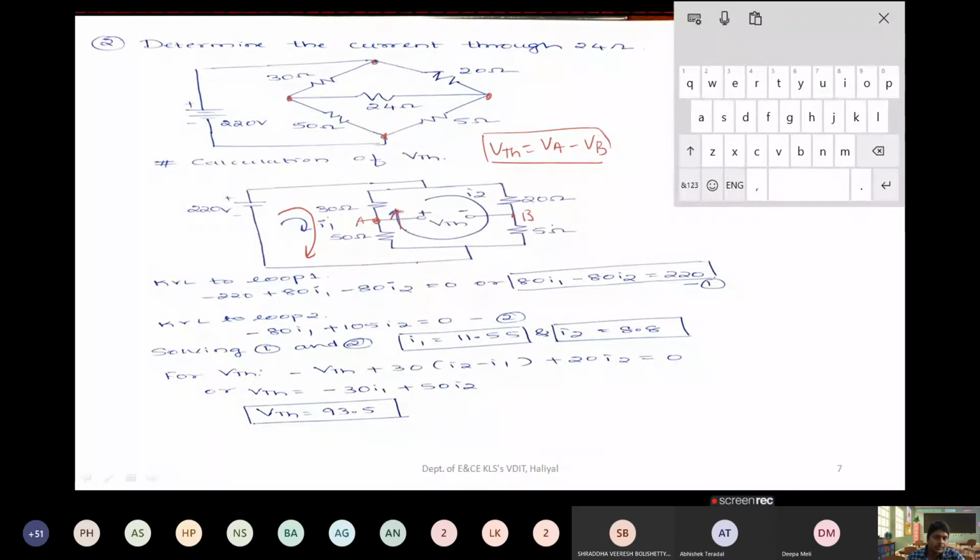And if you come to this, I1 is flowing between 30 and 50. That will be 80 times I1. And I2 will also flow here. See here, I2 is flowing in this internal loop. So we are into this branch. It will flow through 50 and 30, but it is in the opposite direction. So you can take it as minus 80 times I2. If you rewrite that, what you will get is 80 I1 minus 80 I2 equal to 220.